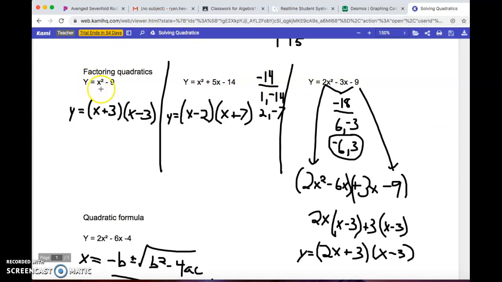So first type is difference of squares. Difference of squares, there's a square here and a square there. Remember, you have to take the square root, that's really the square. So if I do the square root, which is x, the square root, which is 3, do 1 with a plus, 1 with a minus, that's the difference of squares pattern. Done.